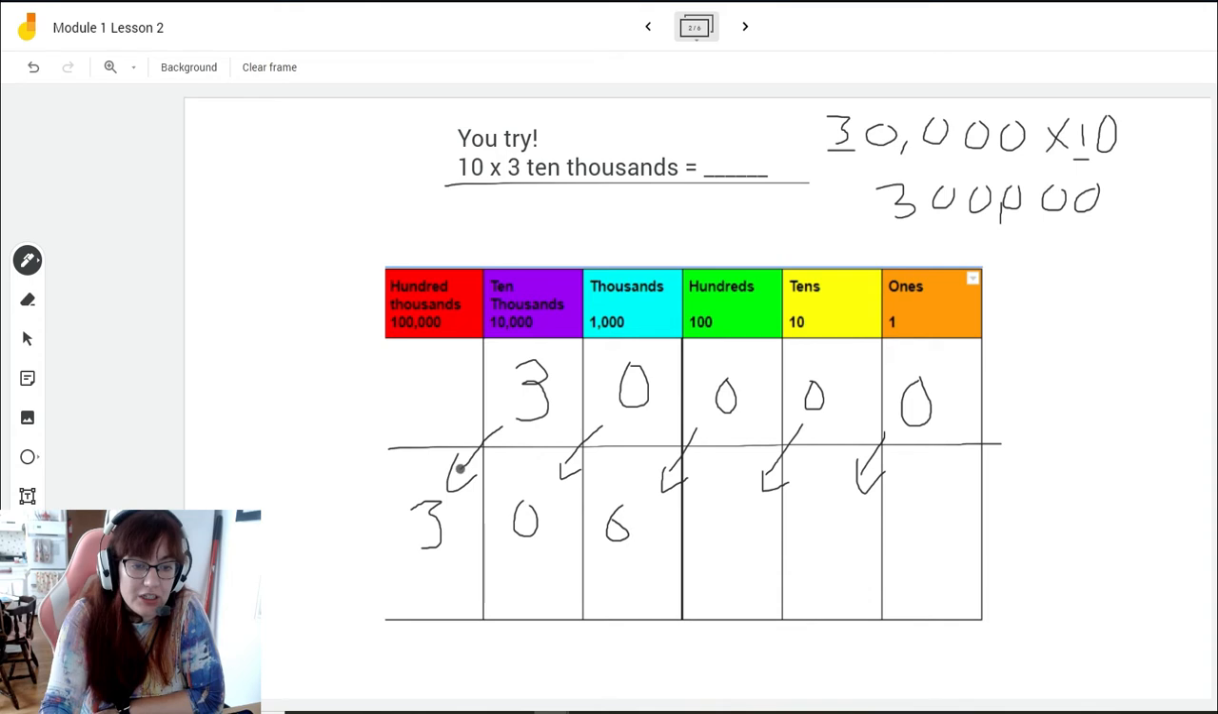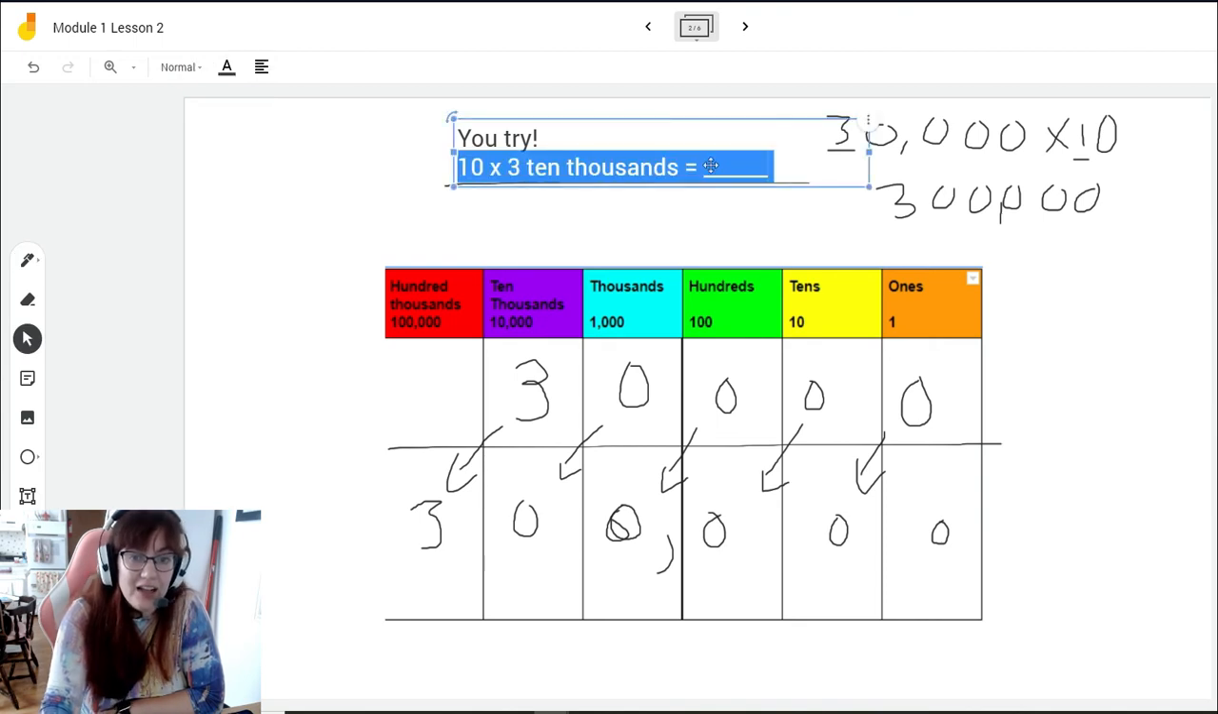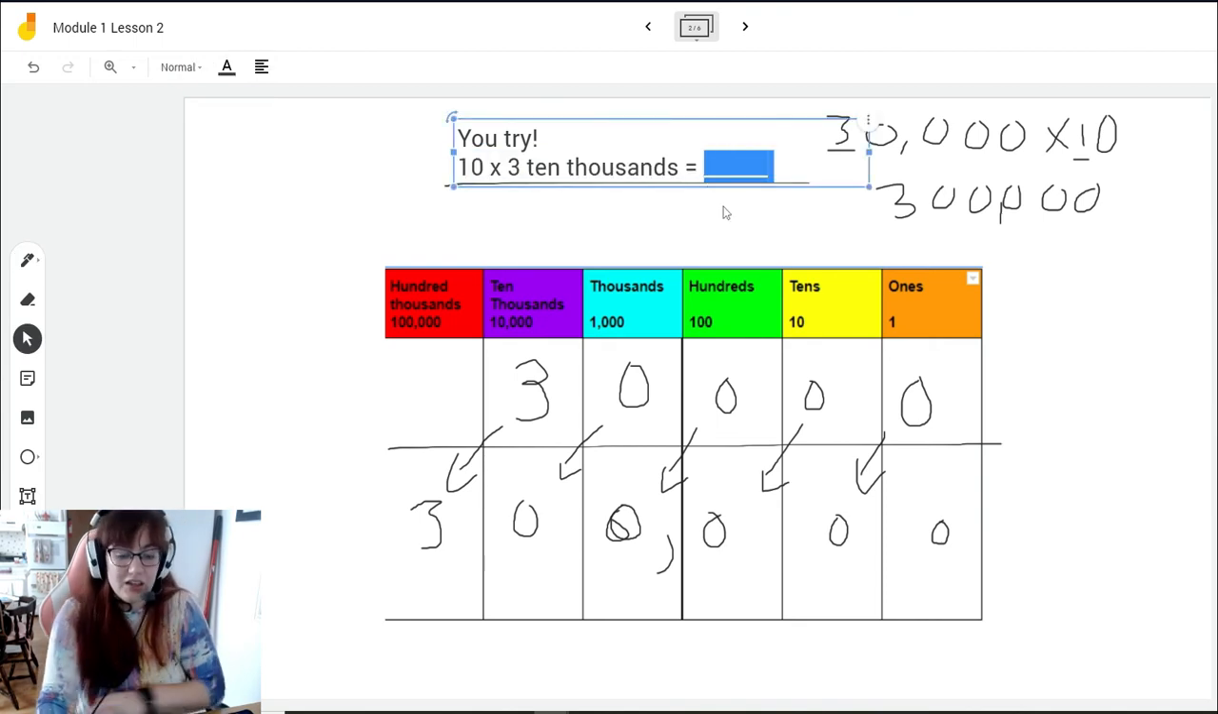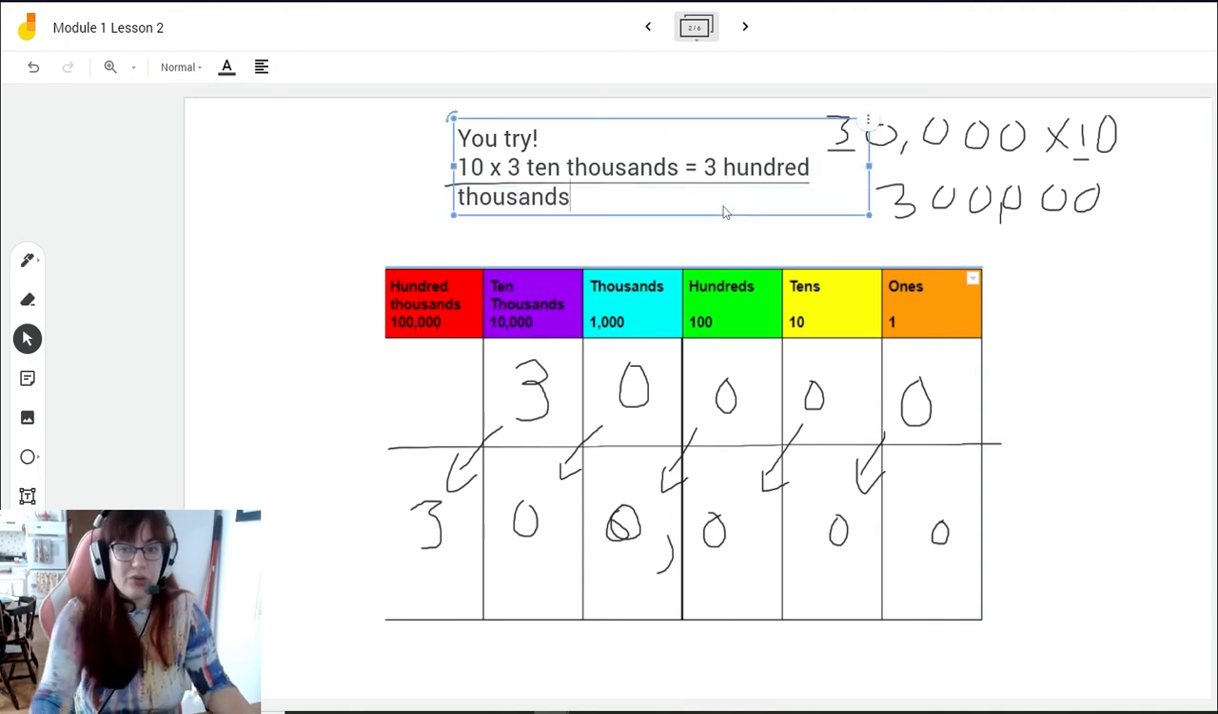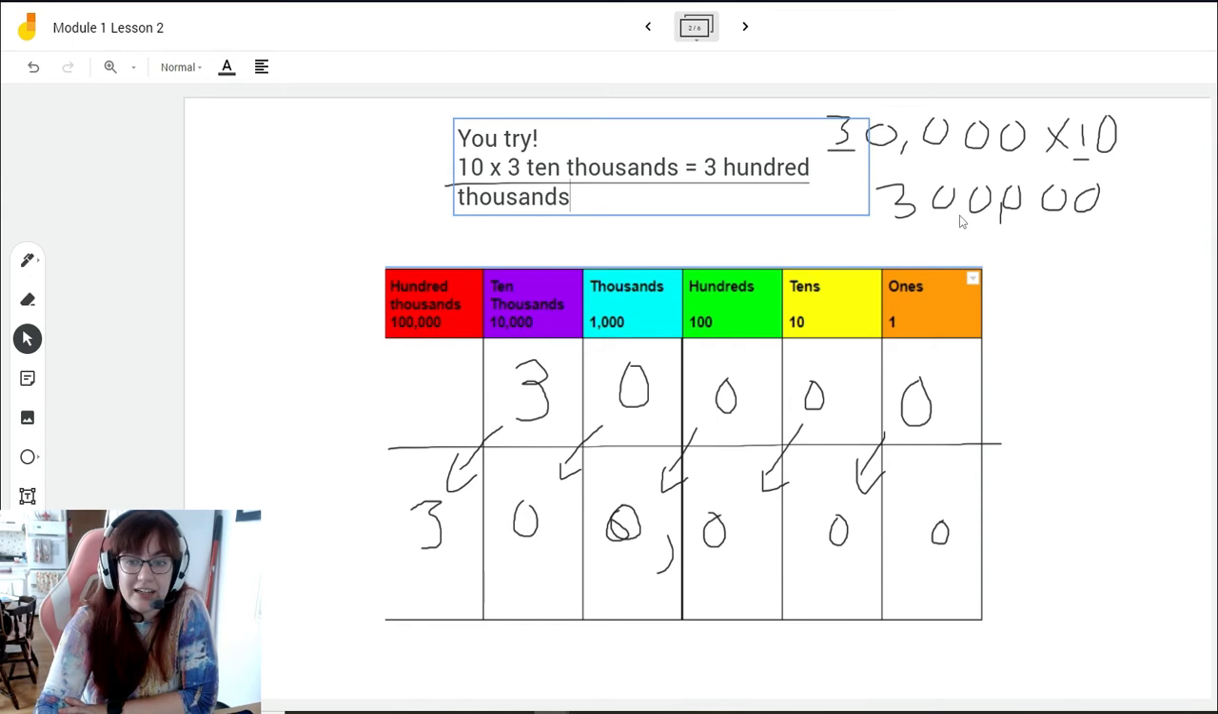So remember, your number kind of follows the arrow, and what I am left with now is 300 thousands. So again, I could write my answer in unit form as 300 thousands, like so, or I could write my final answer like 300,000 like this.